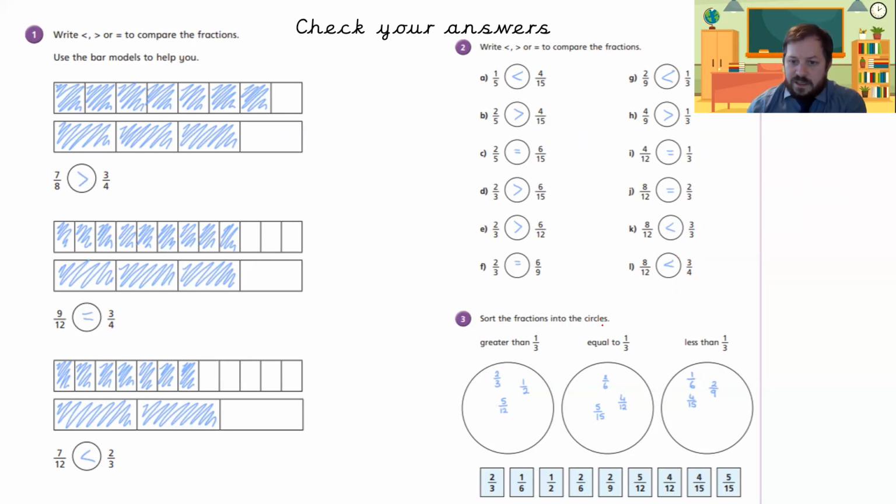Then we sort the fractions into circles. So greater than a third, equal to a third, or less than a third. And we've got all of the ones in here. Using the same rules, you can do it that way. And these are your answers.